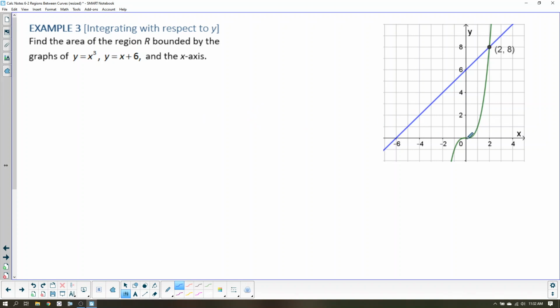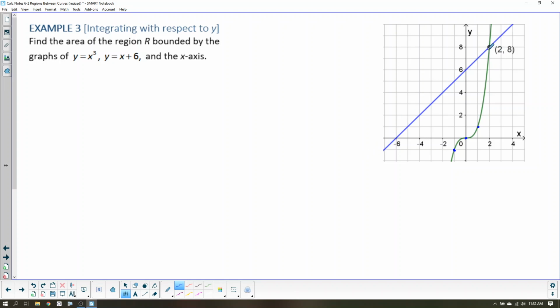So I've graphed the cubic function. Remember, the key points for that are these 3 key points. And then if you needed more points, you could just plug in extra values to it. And then the line, y-intercept is 6, slope is 1, so you get a rough sketch of that.